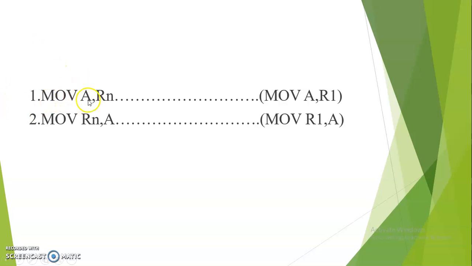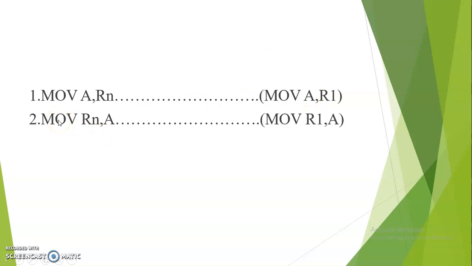I have written an example of the same instruction, MOV A, R1. This instruction will copy the contents of register R1 of the selected register bank to the accumulator. Suppose the register bank selected is bank 2, then in that bank there are a total of 8 registers from R0 to R7. From that, the contents of register R1 of that bank will be copied to the accumulator register.